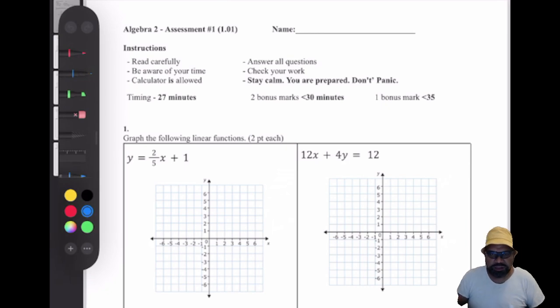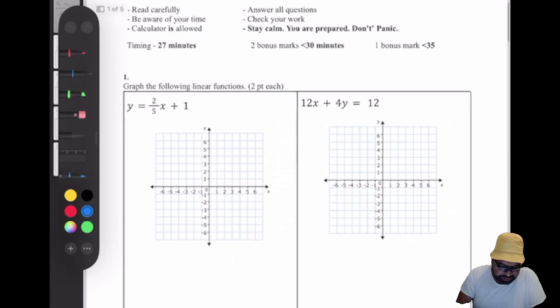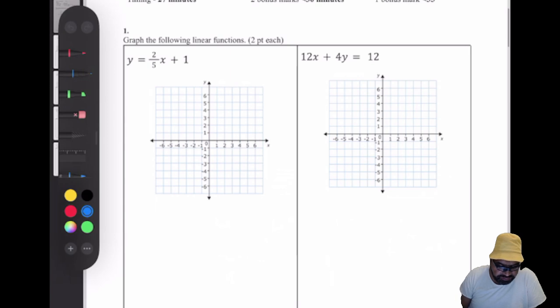Let's go slowly. First question: read carefully, pay attention, be aware of your time, and answer all questions, just like the instructions for the assessment. The first question is: graph the following linear functions, and it's 2 points each.